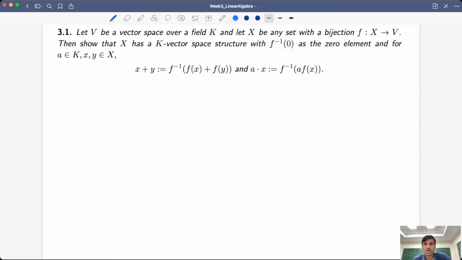Because first of all, on X I want to give a plus operation and a dot operation such that with respect to plus it forms an abelian group, and with respect to dot the four conditions are satisfied. Okay, is this question clear to everyone?